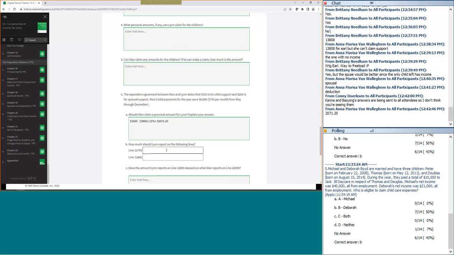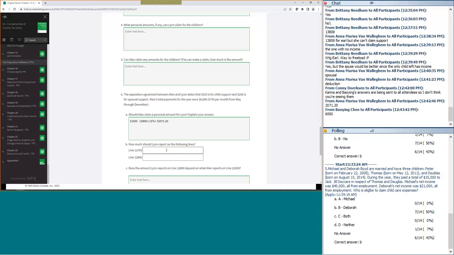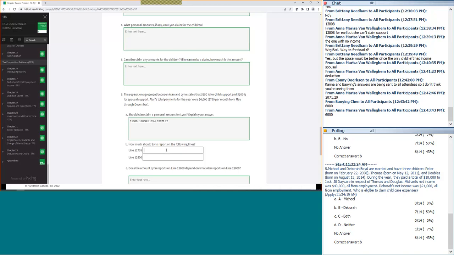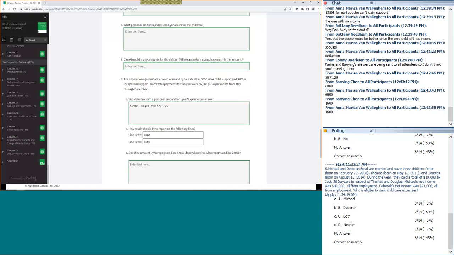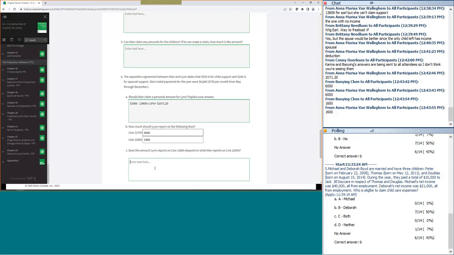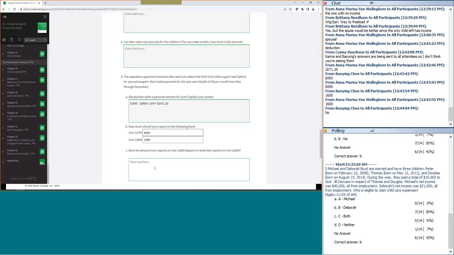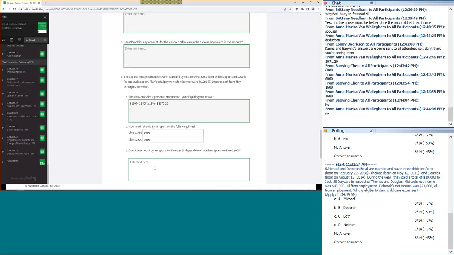Good. Now, how much should Lynn report on the following lines? So the reporting line, what is the total support she received during the year? 8 months times 750, 6,000. Good. How much of that is taxable for her? 1,600. Does it matter if Alan doesn't claim the deduction? Does him not claiming the deduction make it not taxable for her? No, no difference. She still has to report it as taxable income even if he doesn't claim the deduction.